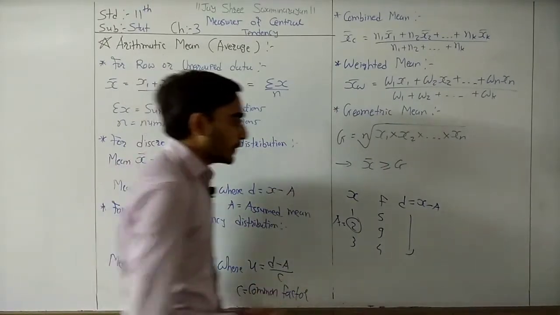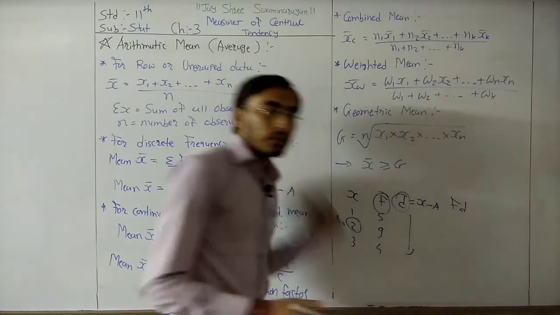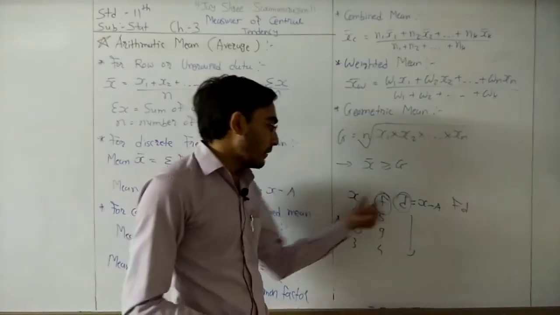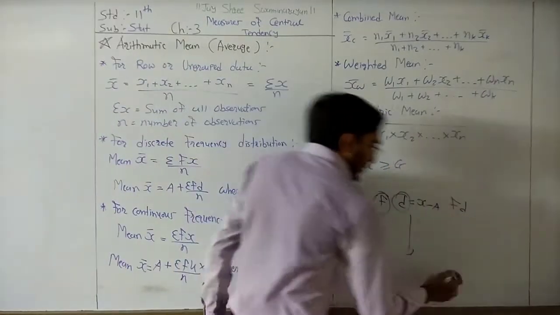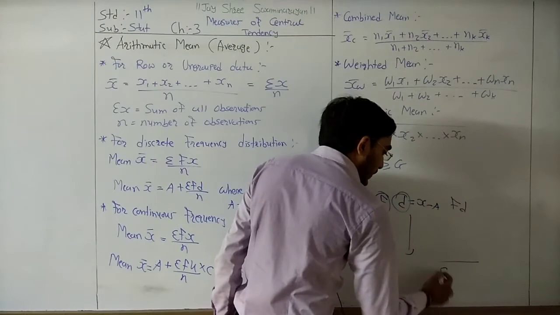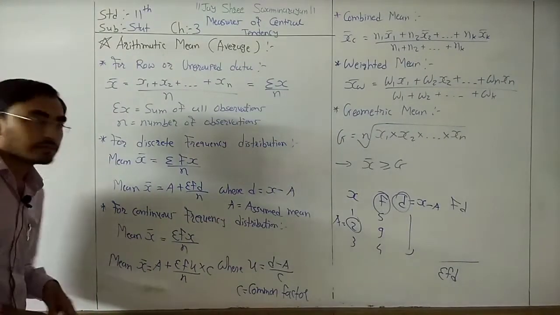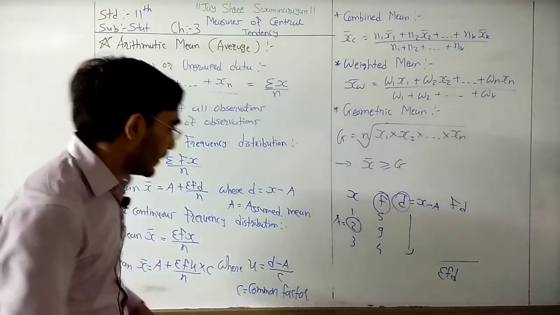After getting the column of D, we need to multiply F and D, because we want FD in our formula. So here we need to multiply this F and D, and we will get the column of FD. And if we do the sum of all these observations, it is called sigma FD.